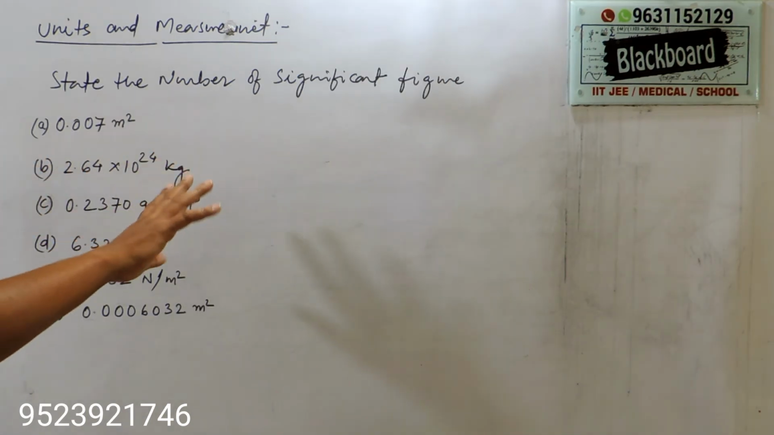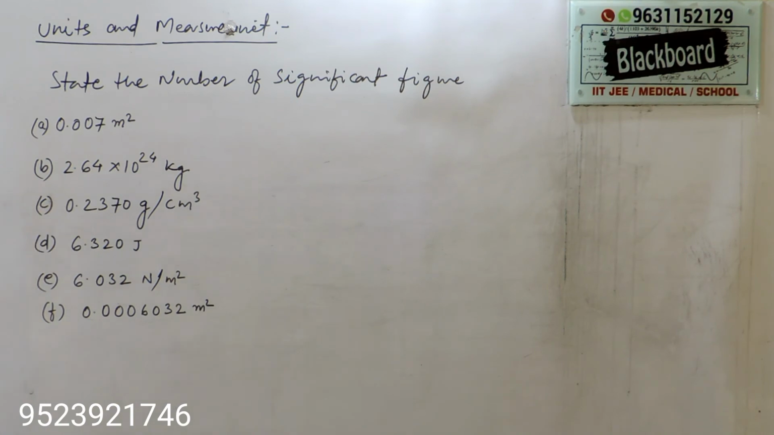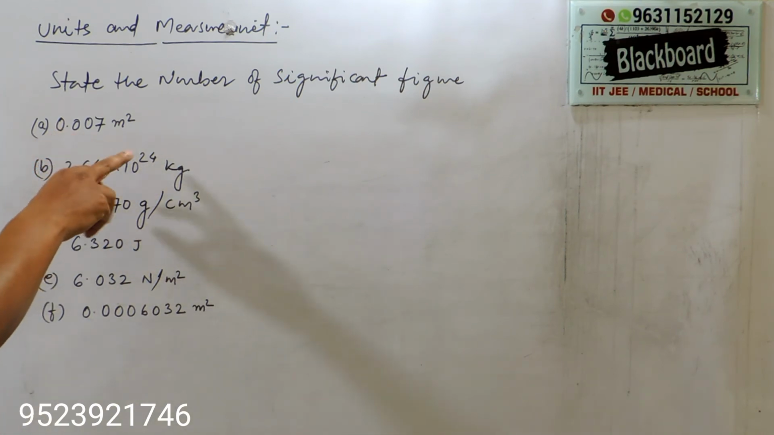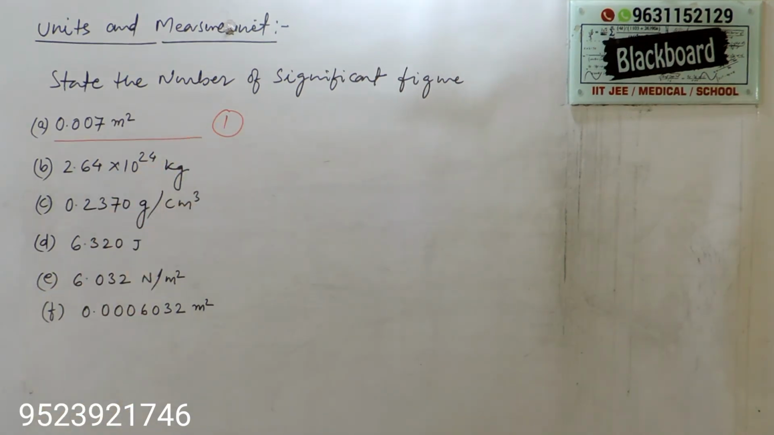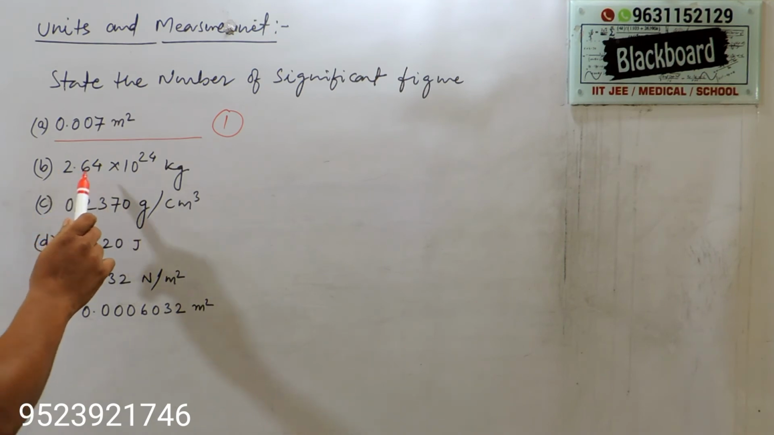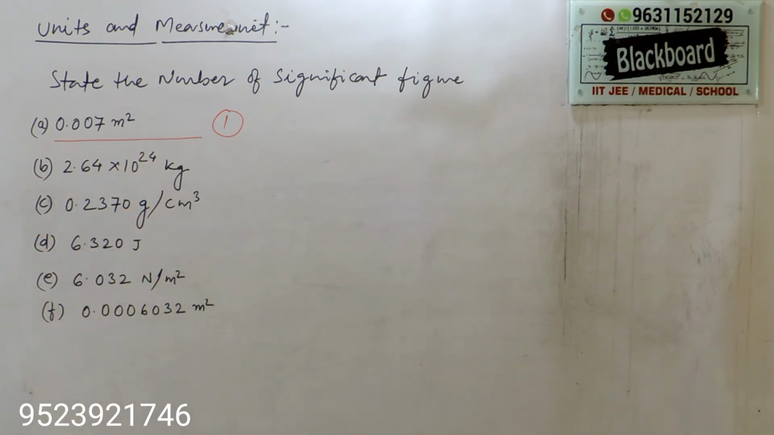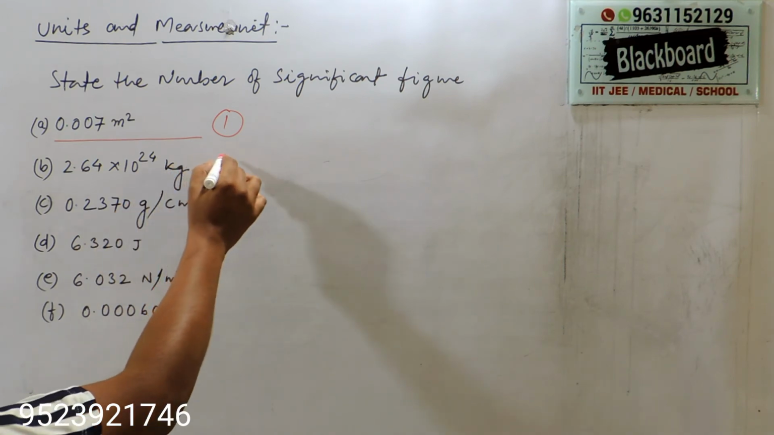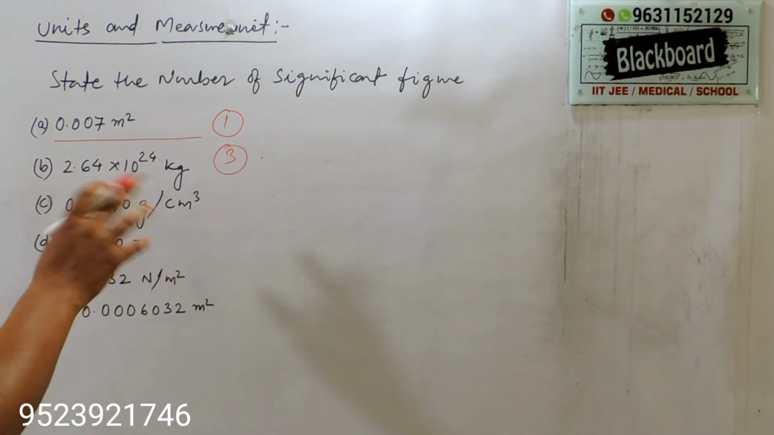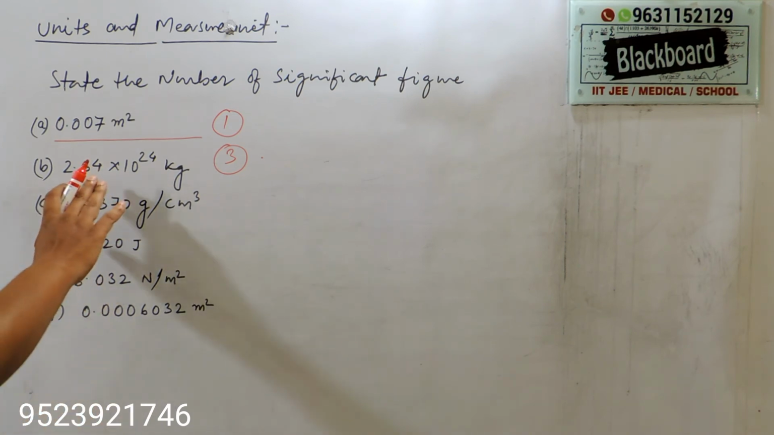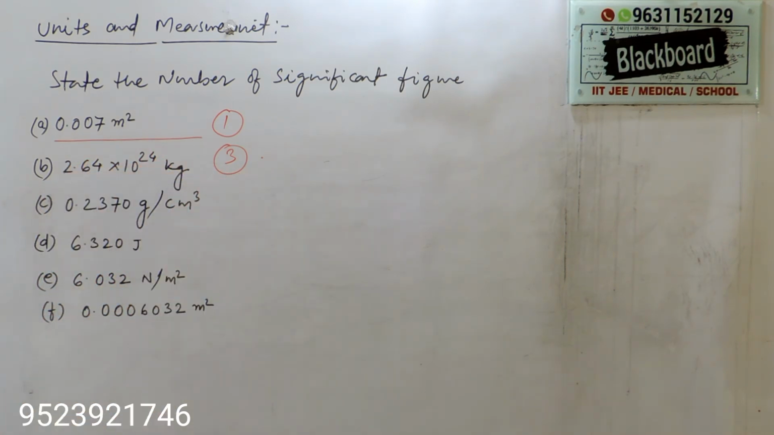State the number of significant figures in the given questions. Here, 0.007 meter square, significant digit is 1. Here, significant digits in 2.64 into 10 to the power 24 kg, significant digits are 3, because all the non-zero digits are significant. Power of 10 is not taken in significant digits.